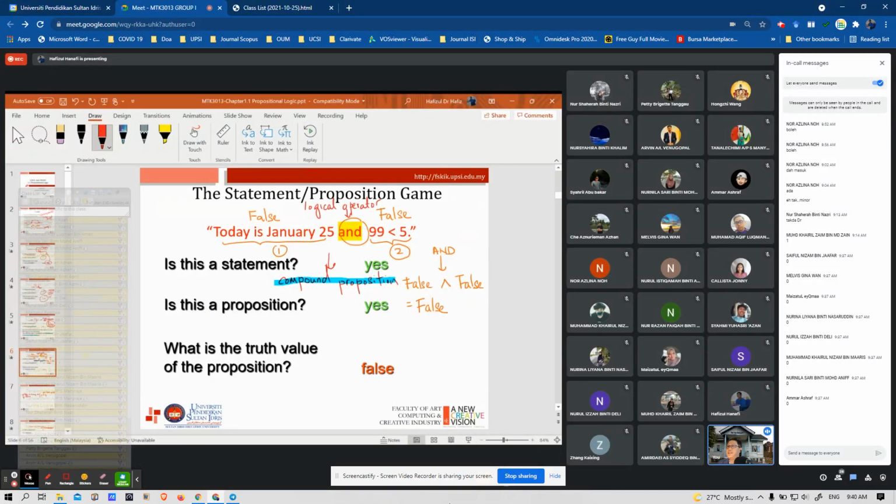Next, the first one is: today is January 25th and 99 is less than 5. And then this one is a connective. What is a connective? A connective is used to combine two sentences, two statements. When you combine them, we call it a compound proposition. Do you have any questions so far? Is it clear?